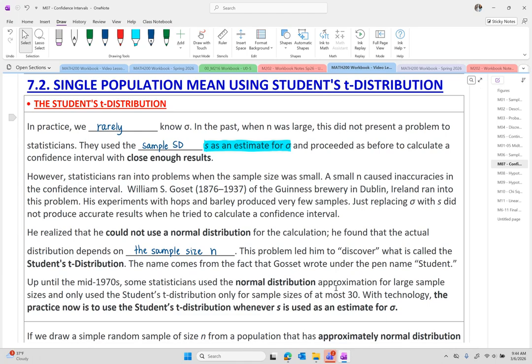In this section, we will discuss the confidence interval for the single population mean when we do not know the standard deviation. In that case, we will use a different distribution that is called the student's t-distribution.